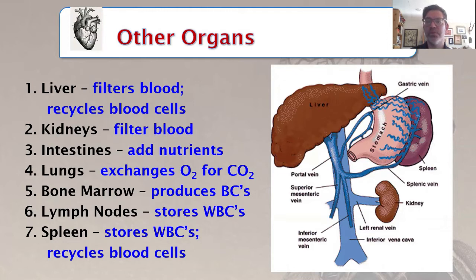The bone marrow produces blood cells, of which there are three types: red, white, and platelets. Red blood cells transport oxygen, while white blood cells are immune cells. White blood cells are stored in the lymph nodes and spleen.